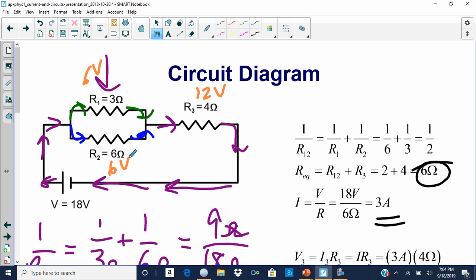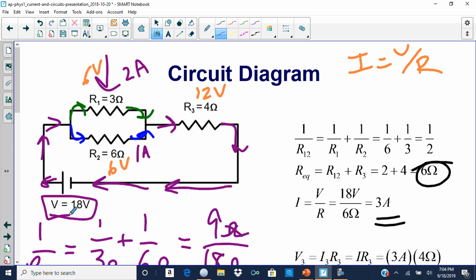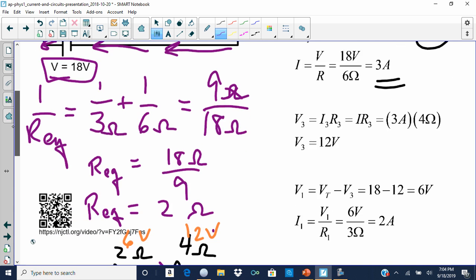If I ask you to solve for the current, we know that the current is equal to V over R. 6 divided by 3 gives me 2 amps, right? 6 divided by 6 gives me 1 amp. Now let's make sure that all of our voltages are the right voltage. What's 6 plus 12? 18, that's right. And what is our power supply? 18, that's right.